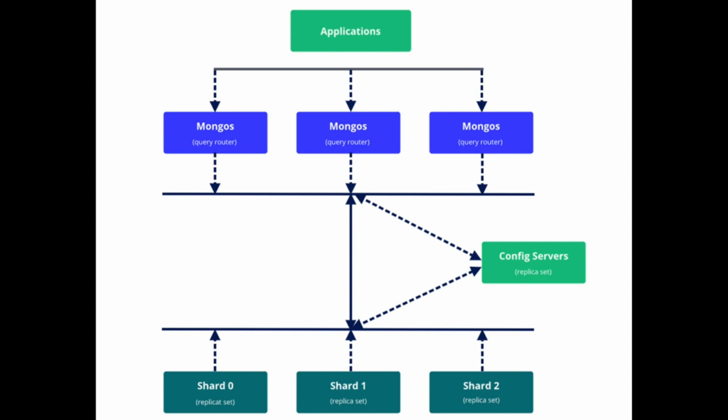I will launch 7 AWS instances. 3 will be for the 3 replica members of the config servers. Another 3 will be for the 3 replica members of one shard, and the remaining 1 will be for mongos. So no more theory. Let's dive into the implementation.